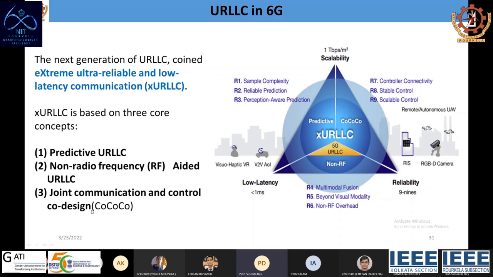Then the next core concept is control co-design URLLC, that is, communication and control co-design. In 5G URLLC, communication reliability is measured by counting the erroneous packets divided by total transmitted packets during the observed time period. In contrast, extreme URLLC cares about whether consecutive packet errors or losses disrupt the control operations. So understanding control dynamics provides a natural opportunity to relax the very stringent latency and reliability requirements, making communication and control co-design a core concept in extreme URLLC.